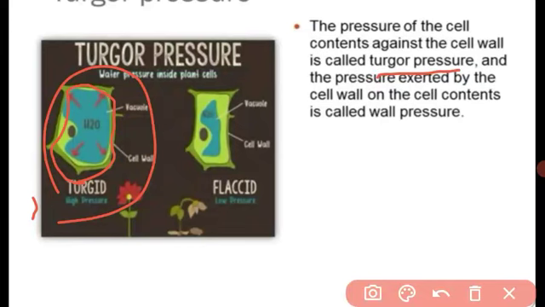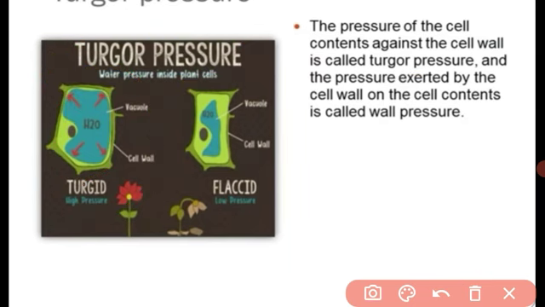Understood? Turgor pressure means what? Because the cell swells more and absorbs more water, the cell contents exert the pressure on the cell wall. This pressure is called the turgor pressure. Understood? And the opposite, when the cell wall exerts pressure on the cell content, it is called the wall pressure. Understood? What is the turgor pressure and what is the wall pressure?